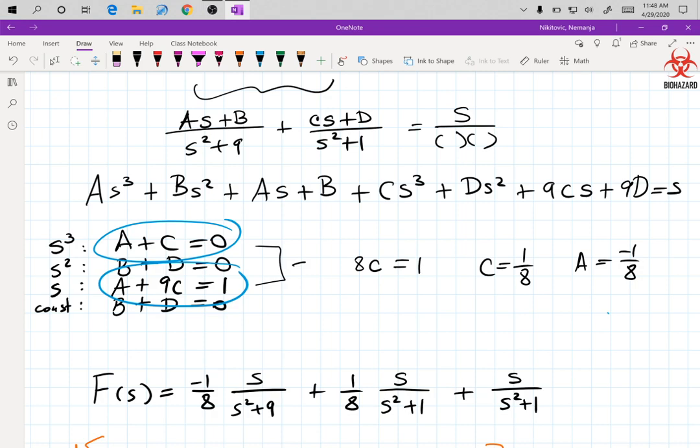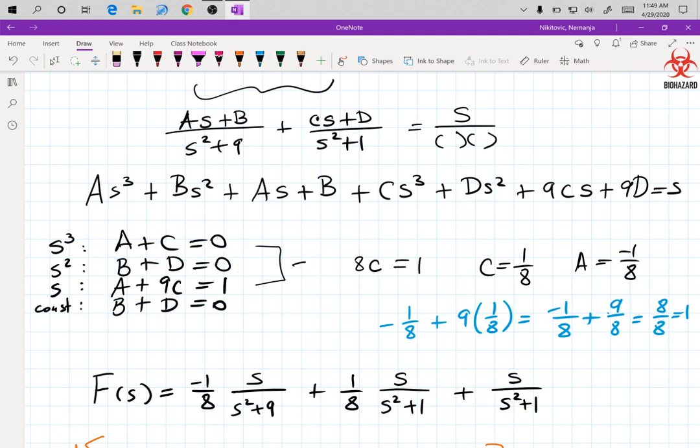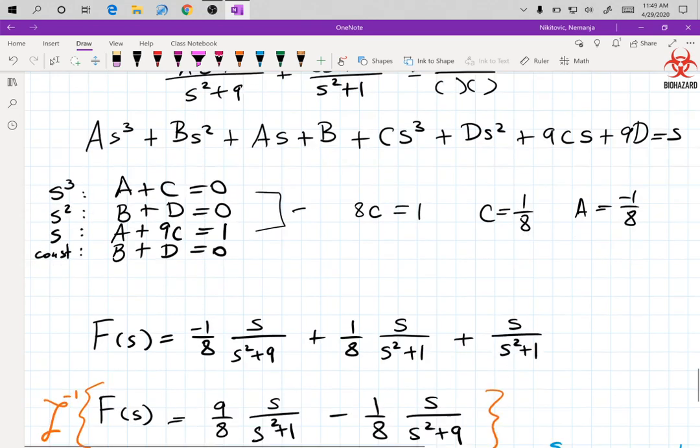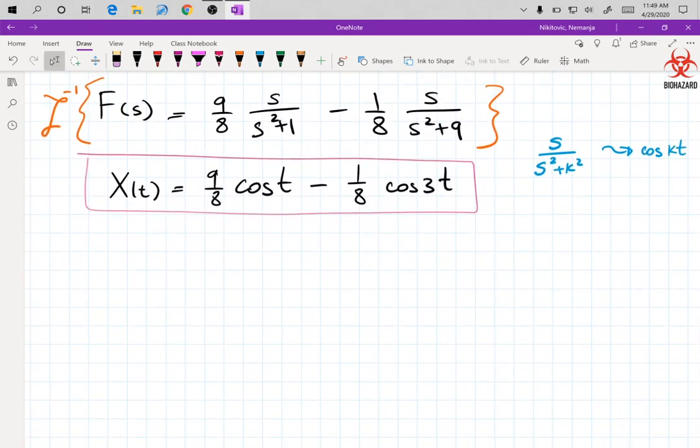Yeah, it's good. Negative 1 over 8 plus 9 times 1 over 8 is negative 1 over 8 plus 9 over 8, which is 8 over 8, which is 1. It's good. Rewind the video for additional fractions. All right, cool. We got it. There it is, the problem.